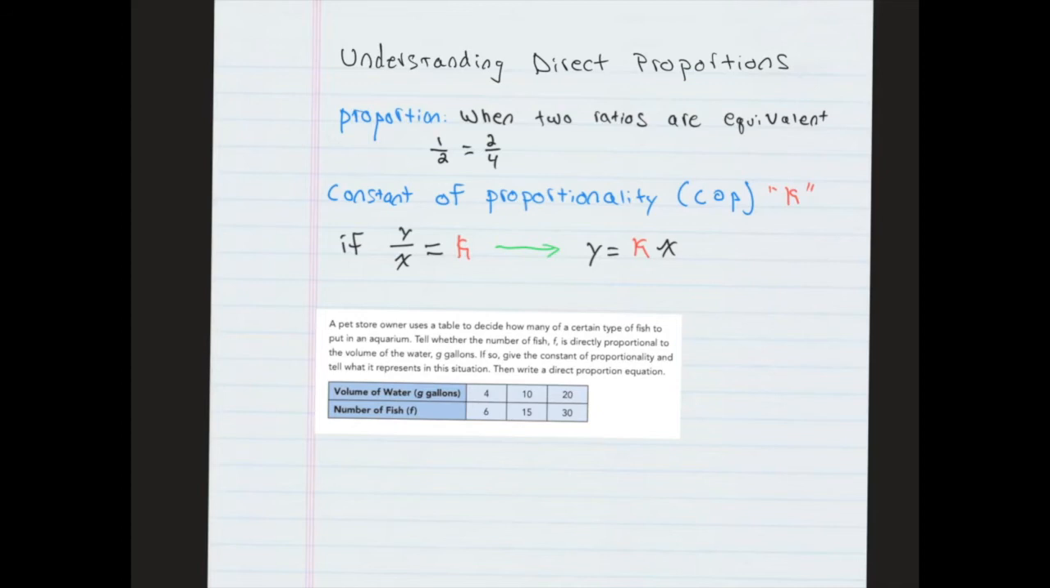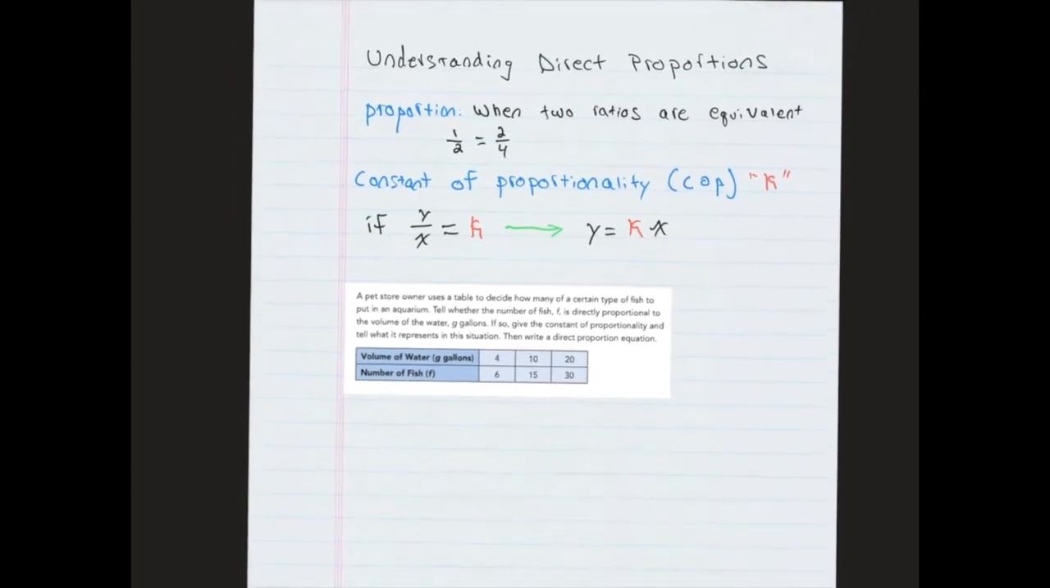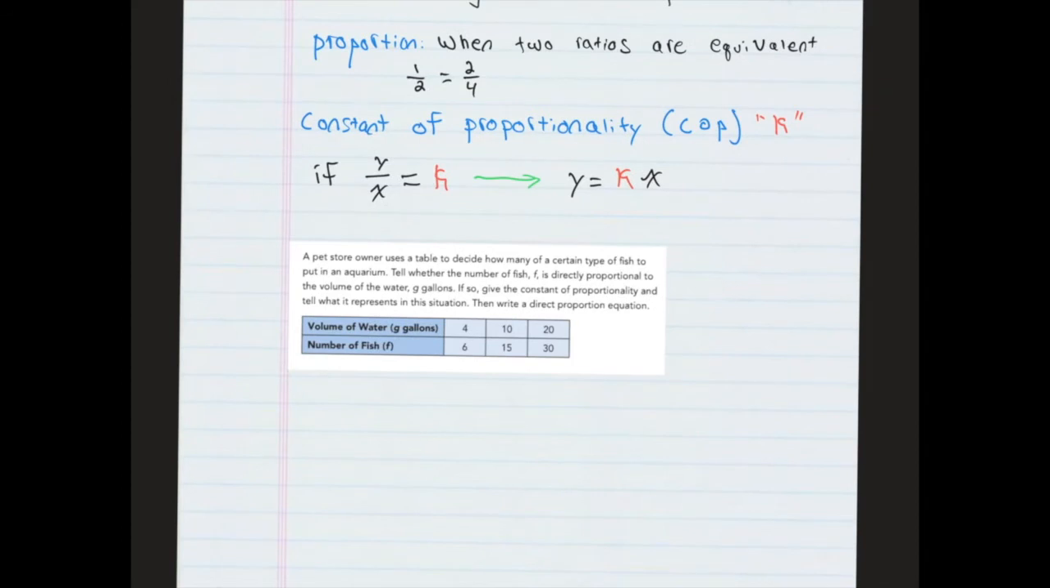So for example 1, it says a pet store owner uses a table to decide how many of a certain type of fish to put in an aquarium. Tell whether the number of fish, F, is directly proportional to the volume of the water, G, gallons. If so, give the constant of proportionality, remember that's K, and tell what it represents in this situation. Then write a direct proportion equation. Okay, so in this case, we don't have a y and an x, but we do have fish and the amount of gallons. Okay, so we're trying to figure out some sort of ratio and see if that ratio is consistent throughout the whole table.